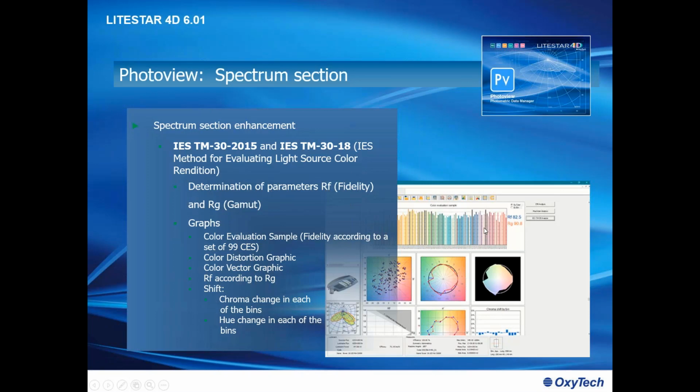The color distortion graphic, you can see here. The color vector graphic, you can see here an example. The Rf according to the Rg, which is this one at the bottom. And the shift, the chroma change in each of the beams, which is this one, and the hue change in each of the beams, which is always this one. With a radio button, you can switch from one to the other.